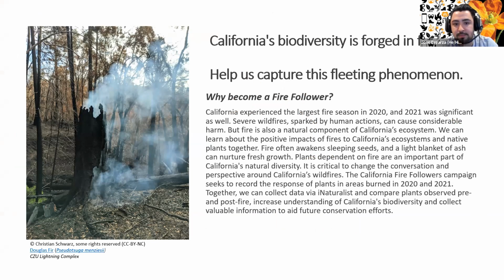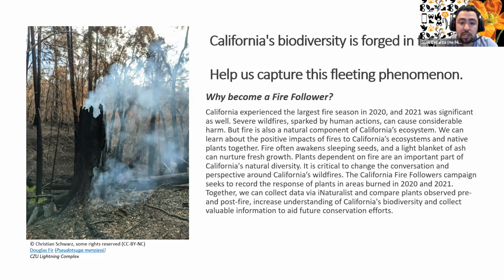Now, California's 2020 wildfire season was the largest in recorded history. Nearly 10,000 fires burned, approximately 4 million acres burned as well, and 2021 was not any better. So to change the conversation around fires, the Firefallers Project seeks to record the response of plants in areas after wildfires. Now, we started this project back in 2020 with the fire perimeters there, but due to the success and support of the project, we really extended this to the 2021 fires as well.